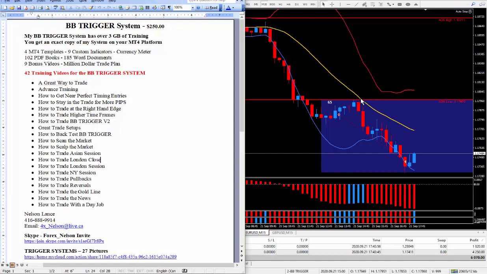Now, if it broke the goal line and kept going, I call that a reversal, which I teach how to trade. And I teach how to trade the goal line. So anywhere around the goal line, there's always a lot of trading opportunities. Also teach how to trade the news. It's a lot more difficult. I recommend you focus on a great way to trade first. And after you're making pips and money, then you can try your hand at trading the news. And also teach how to trade with a day job, which is much easier, of course, because you can apply a great way to trade with that way of trading.